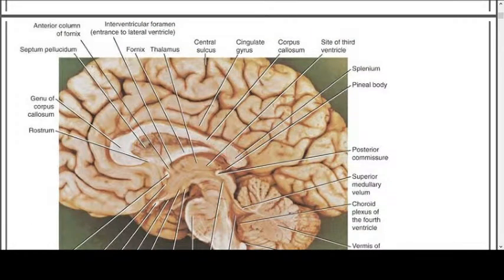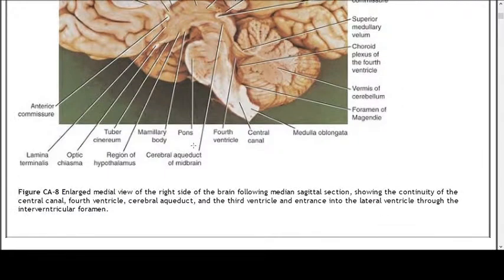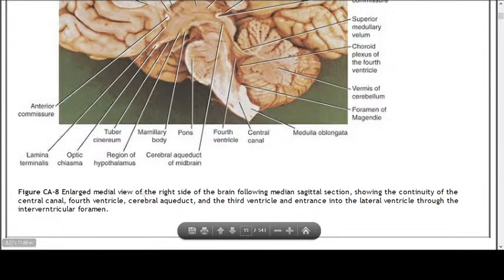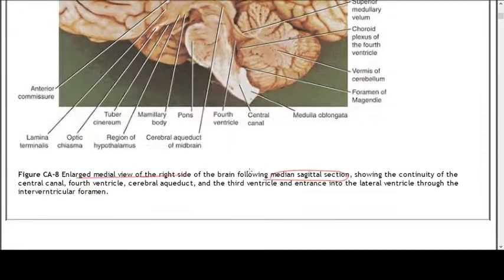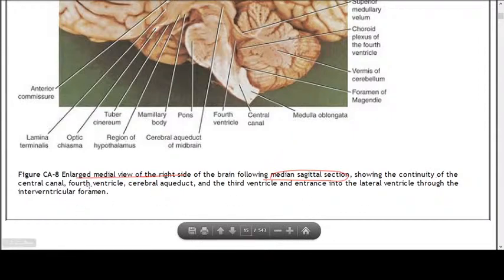So this one is basically a mid-sagittal view of the right hemisphere, I guess. Enlarged medial view of the right side of the brain following the mid-sagittal section. So what does it show? It shows the continuity of the central canal, fourth ventricle, cerebral aqueduct, third ventricle, extending to the lateral ventricle.